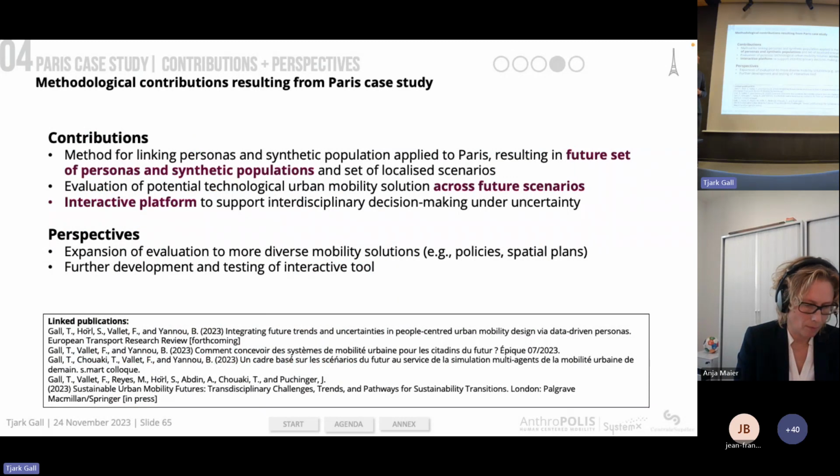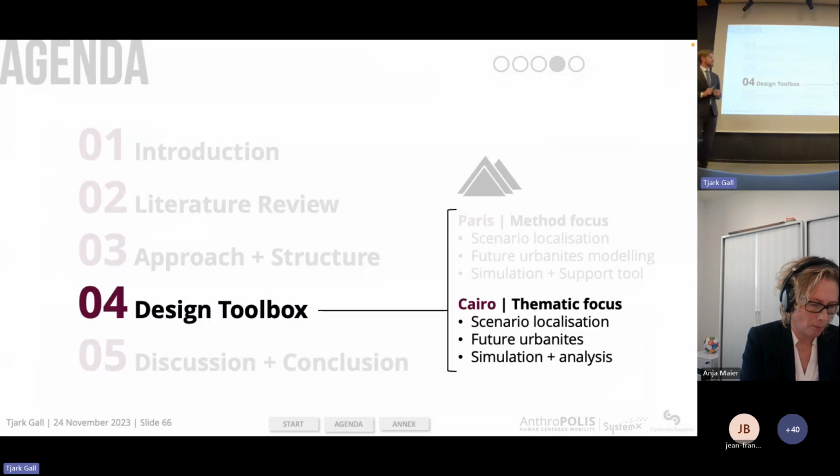To summarize the part on Paris, we created a methodology to create a future set of personas in synthetic populations, and also a set of localized scenarios. We evaluated one particular technological solution across future scenarios. We developed an interactive platform, and there are a couple of perspectives. Looking at the time, I'll speak a bit faster.